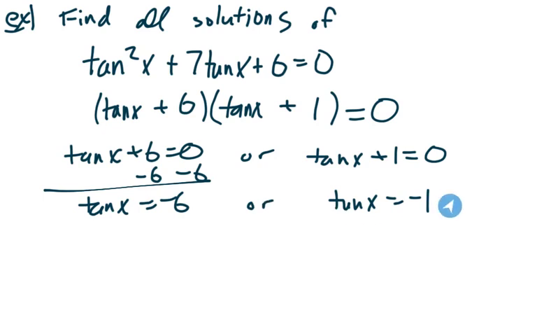Let's start with this one. Where is tangent of x equal to -1? Tangent is negative in 2 quadrants. What are they? I hope you said 2 and 4, because that's where it's happening.